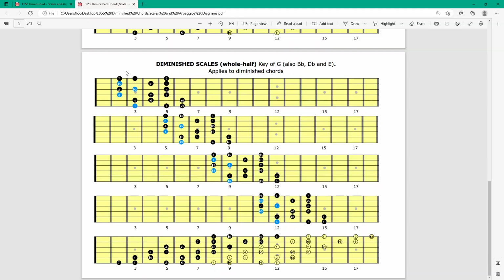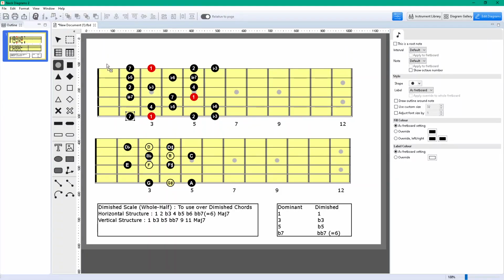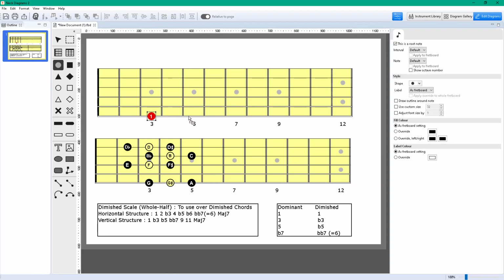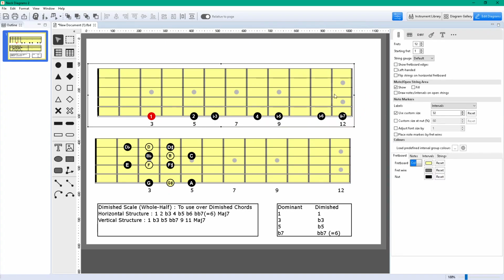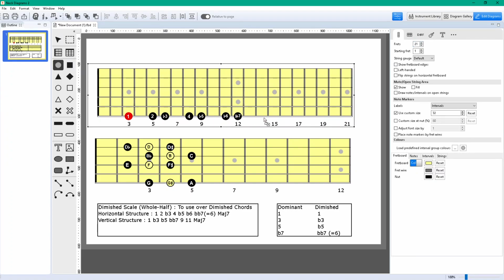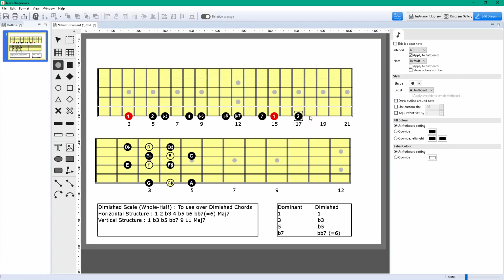If I was to write it horizontally, actually let me write it horizontally so you see exactly what I mean. If I was to write the same scale horizontally, it would go whole tone, half tone, whole tone, half tone, whole tone, half tone, etc. Actually, I can make this many more frets. Whole tone, half tone, whole tone, half tone, whole tone. So the reason we call it all half is we are starting from the root note. We're going to go whole tone, half tone, whole tone, half tone.